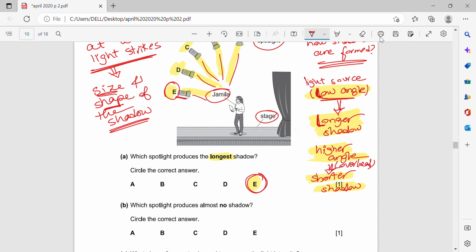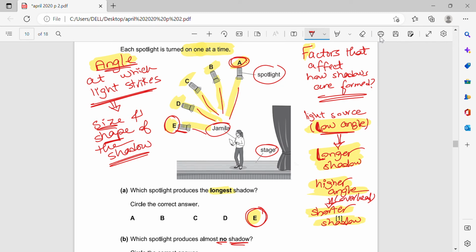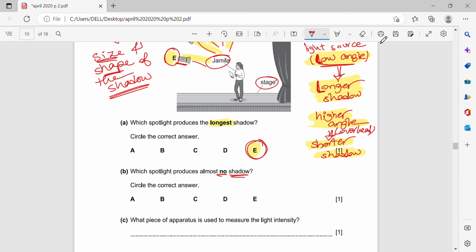طب which spotlight produces almost no shadow؟ no shadow أو the shortest shadow. كل ما كان at higher angle هنا عندي spotlight A. طيب what piece of apparatus is used to measure the light intensity؟ السؤال ده سهل جدا. ايه هو الديفايس او الاباريتوس to measure the light intensity؟ هو اسمه light intensity meter. سهل جدا. وده كده out of one mark وسهل جدا لان already انت عندك جزء من الإجابة في السؤال. light intensity زودنا عليه بس كلمة meter.